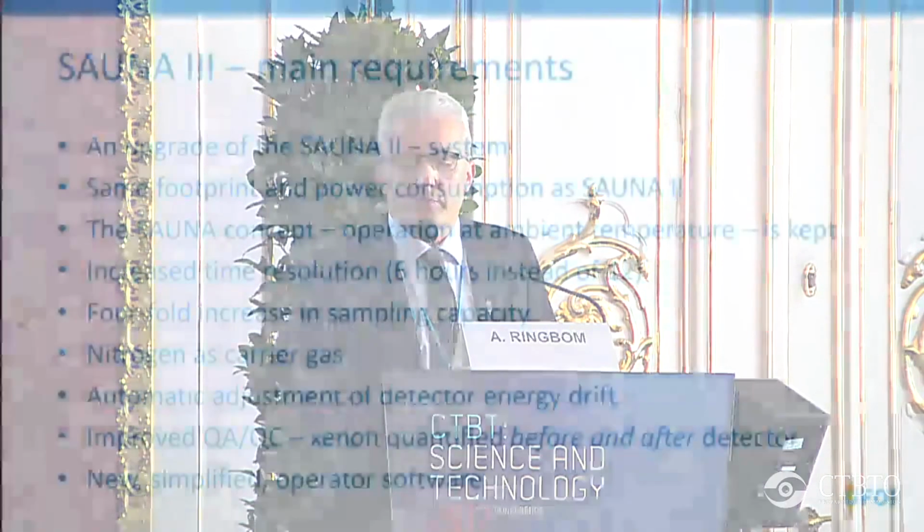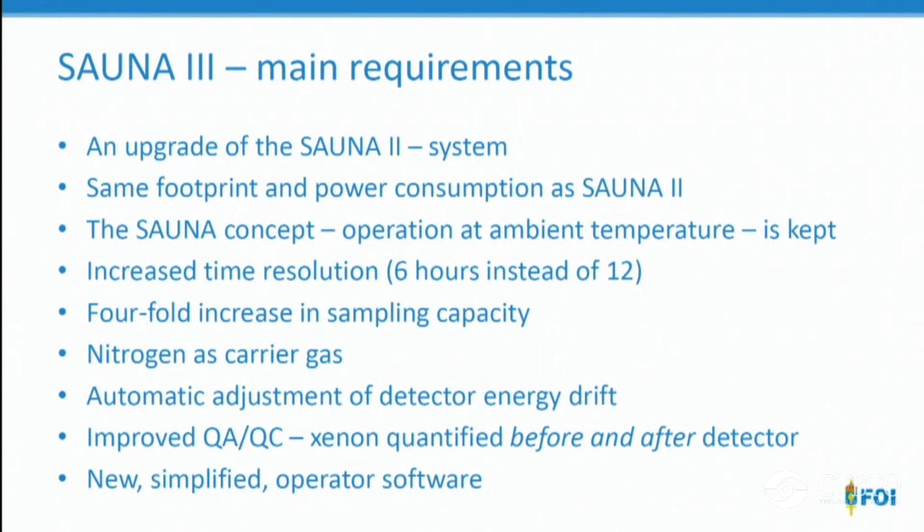We set up a couple of requirements for this system. The first one was that it should be an upgrade of the Sauna 2 system. We should be able to keep the same footprint and power consumption. We should also keep the Sauna concept, which is operation at ambient temperature. We don't have cooling in the system. We increased the time resolution to 6 hours instead of 12, and also a 4-fold increase in the sampling capacity.